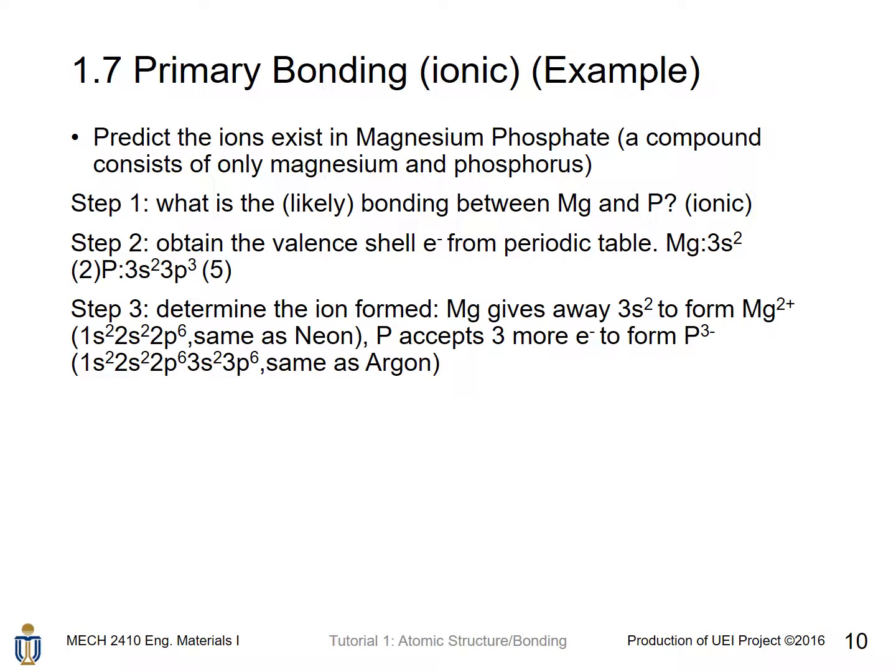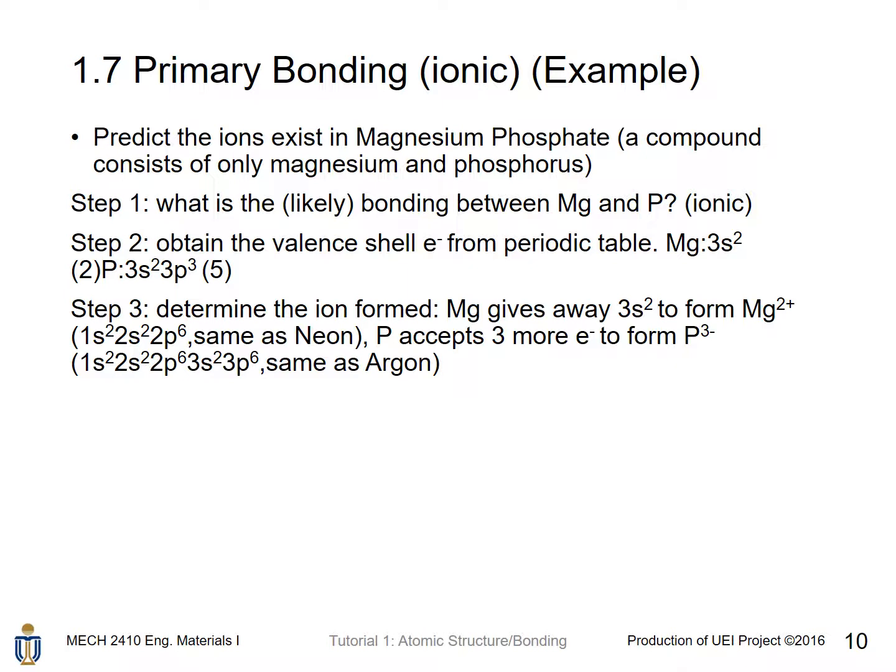Let's consider which ions exist in magnesium phosphide, a compound consisting of only magnesium and phosphorus. First thing, what is the likely bonding between Mg and P? It is obviously ionic because magnesium is a metal and phosphorus is a non-metal.